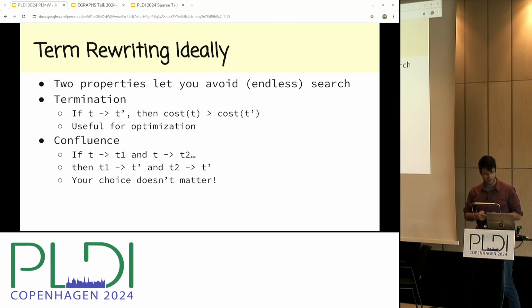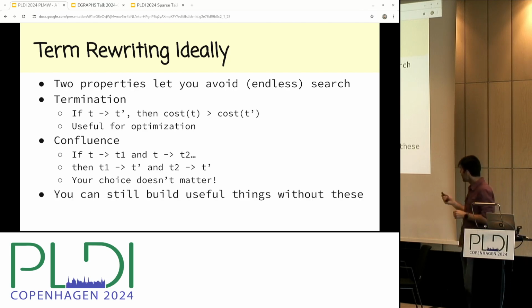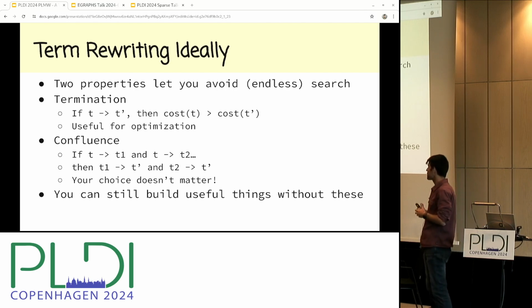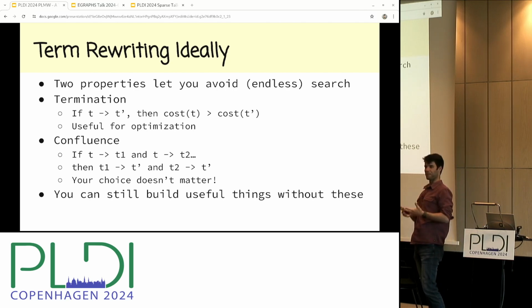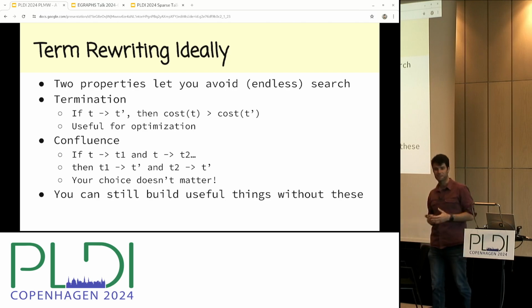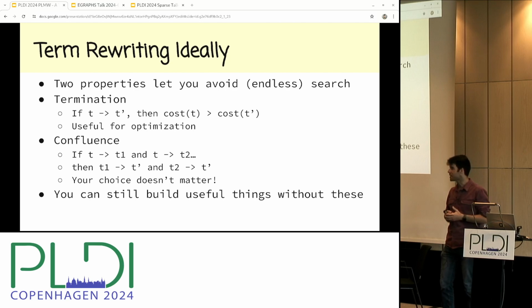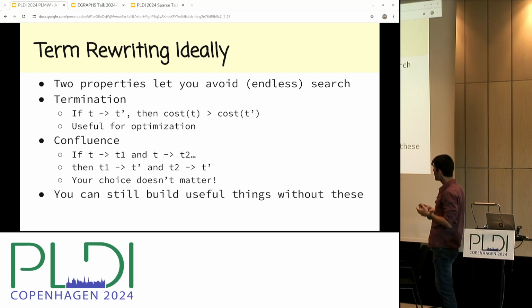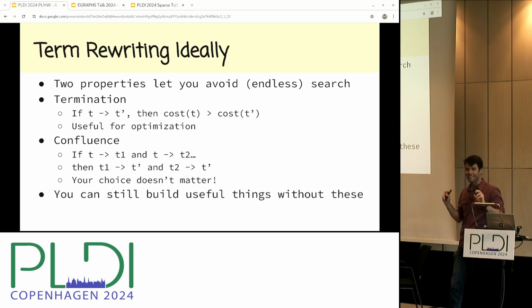Like I said, your choice doesn't matter. But it's worth noting that you can still build useful things without these. I've been mentioning the optimizers within LLVM and GCC and all these things, and in most cases, these properties have not been proven for those rewriting systems. They're probably pretty close, but these can also be manually enforced.